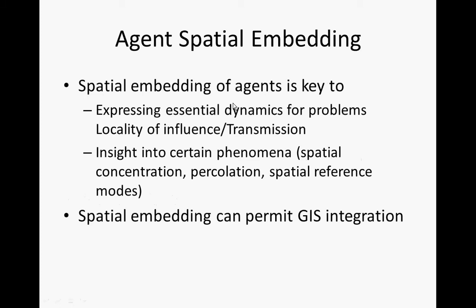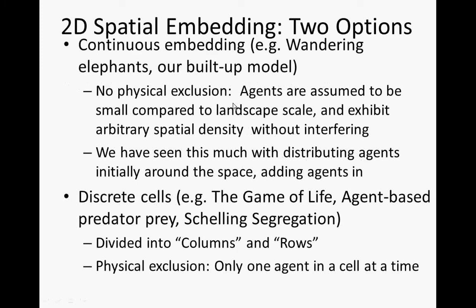So 2D spatial embedding within Anylogic is provided in two sorts of ways. One way is through the use of continuous spatial embedding, and the other is discrete spatial embedding. I'd like to talk about each of these and distinguish them. Continuous spatial embedding, which is illustrated by a variety of models, including ones we've built up, has no physical exclusion. The idea is that agents are assumed to be quite small compared to the overall landscape scale, and they can exhibit arbitrary spatial density without interfering. That is, they can be located in essentially the same spot, and there's no problem. There's no interference at all.